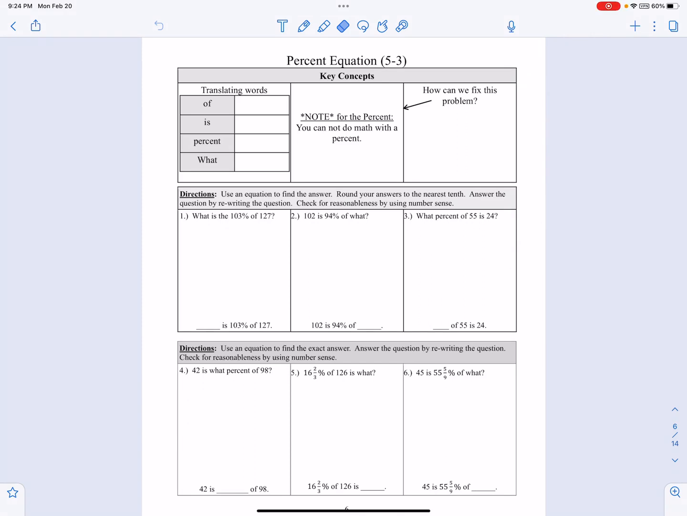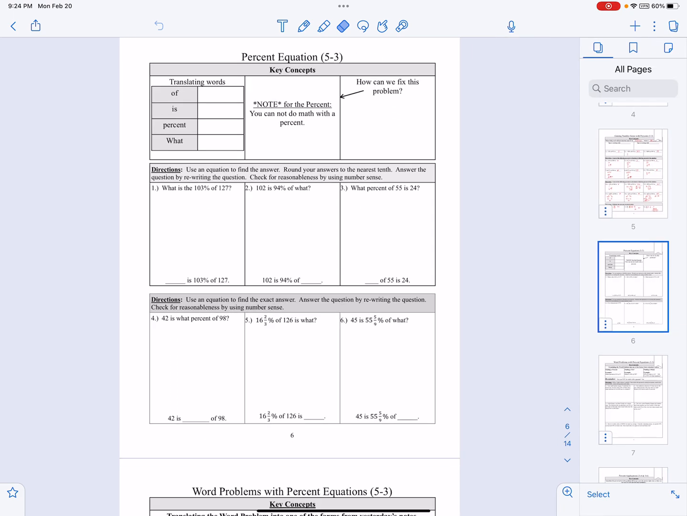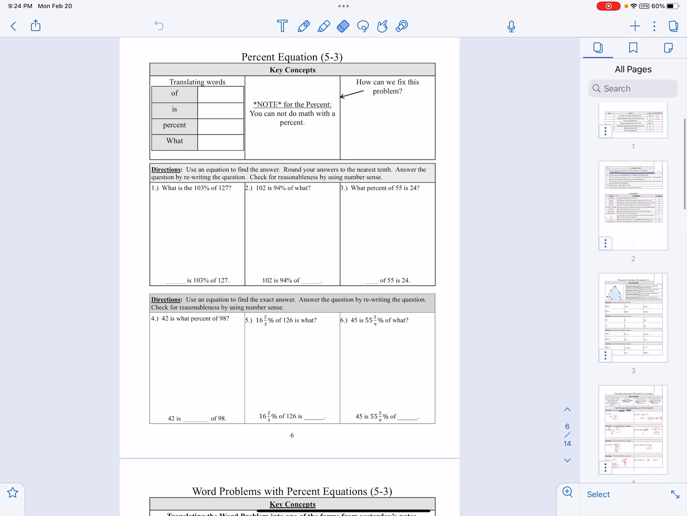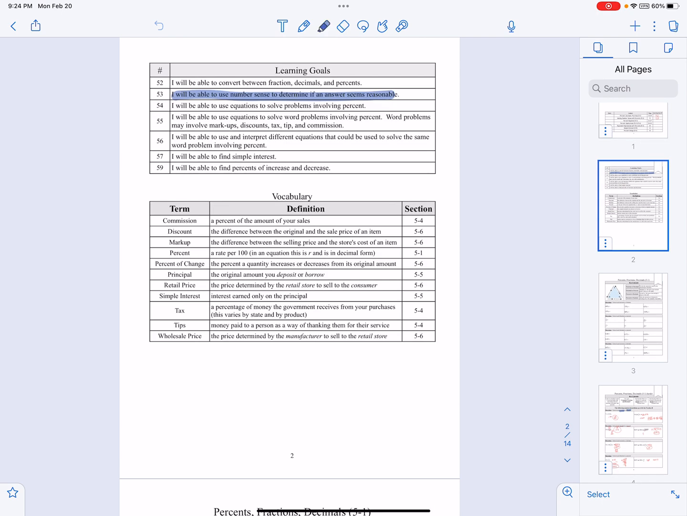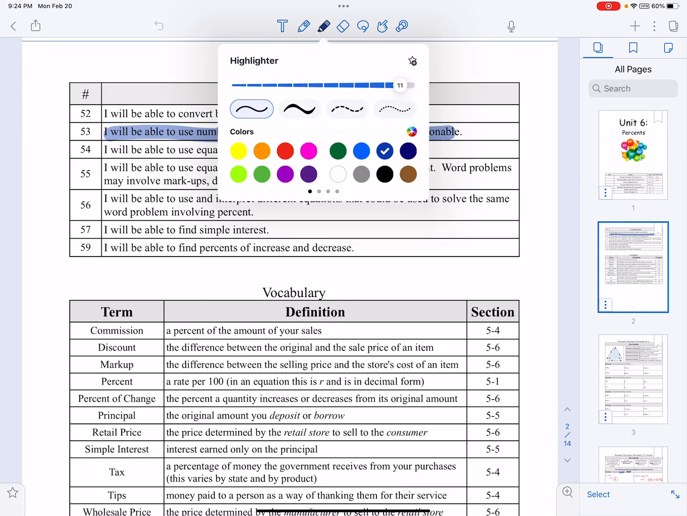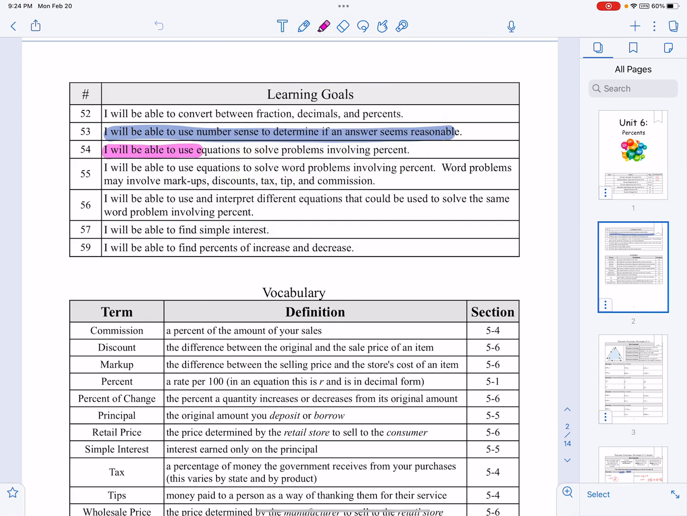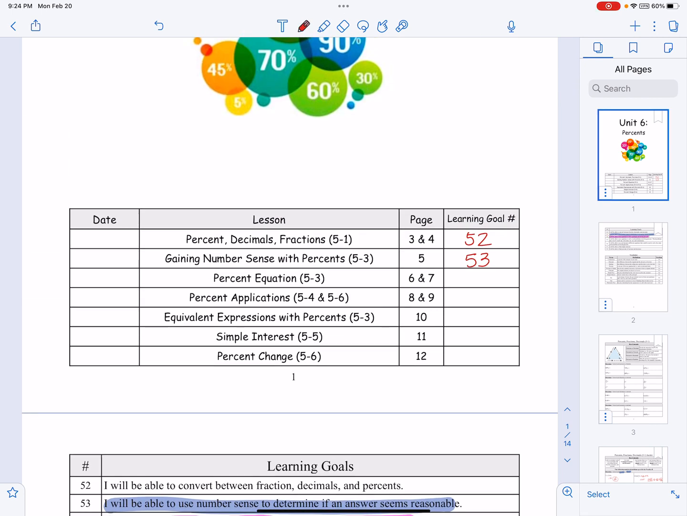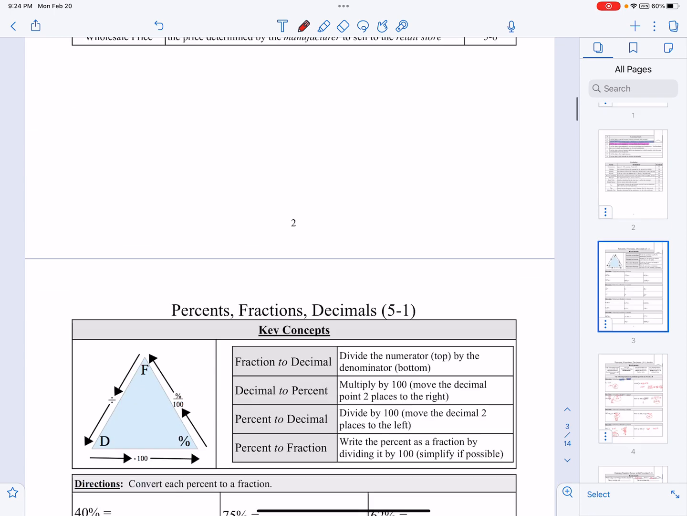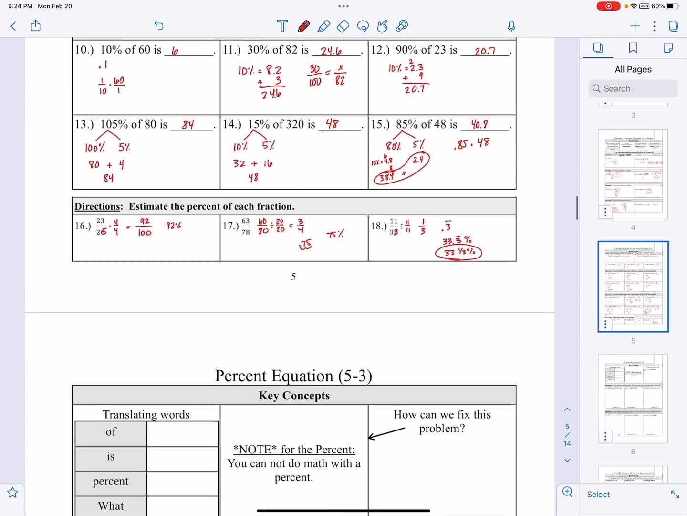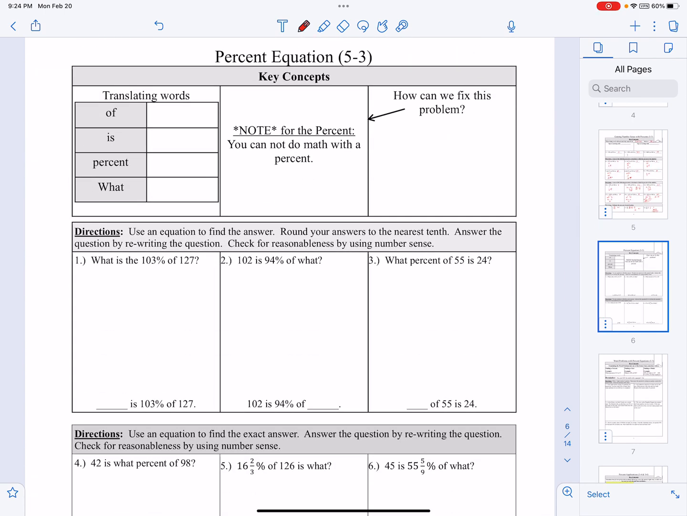All right, let's go ahead and take a look at your next set of notes, which is percents as equations. If we head to your document sorter here, learning goal wise, we are looking at learning goal number 54. I'll be able to use equations to solve problems involving percents. Okay, percent equations. Let's take a look at this lesson.